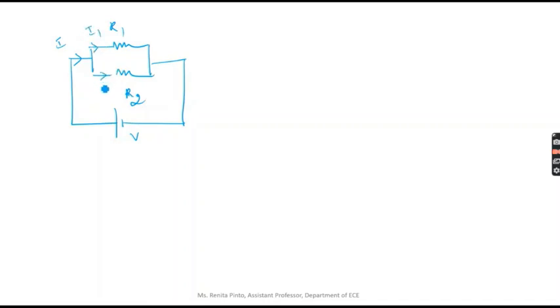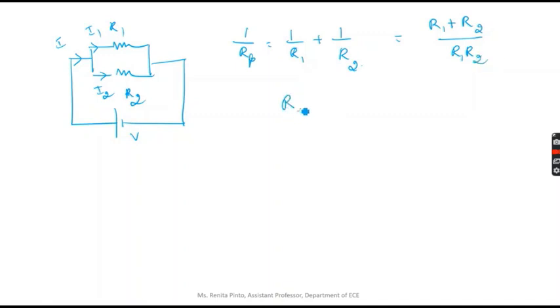So current I1 flows through this and current I2 flows through this. In this case, how can I find out the equivalent resistance? Now you already know 1 by Rp is equal to 1 by R1 plus 1 by R2, right? So from this, I can also write it as (R1 plus R2) divided by (R1 into R2). So from this, you can also write Rp is equal to R1 into R2 divided by R1 plus R2.